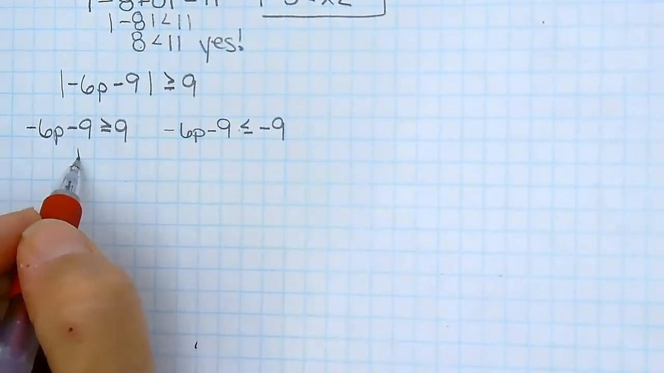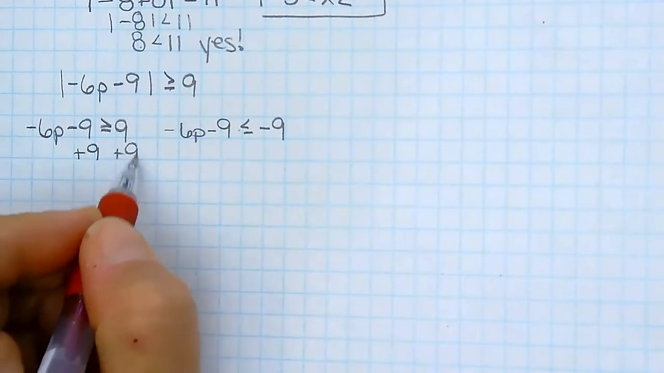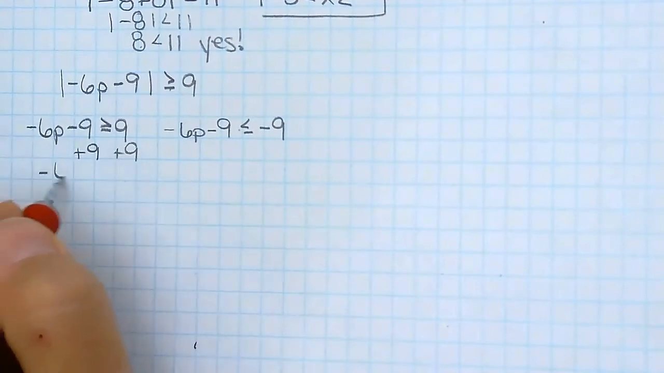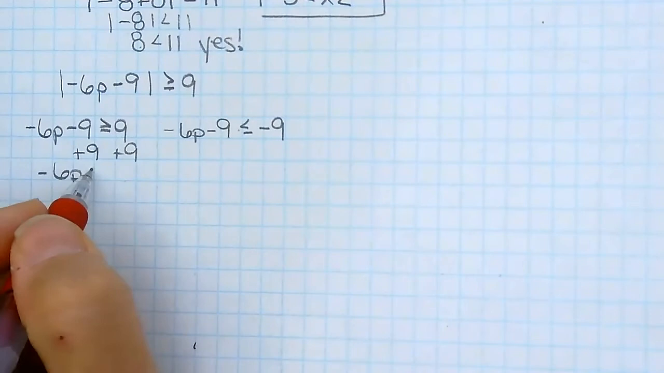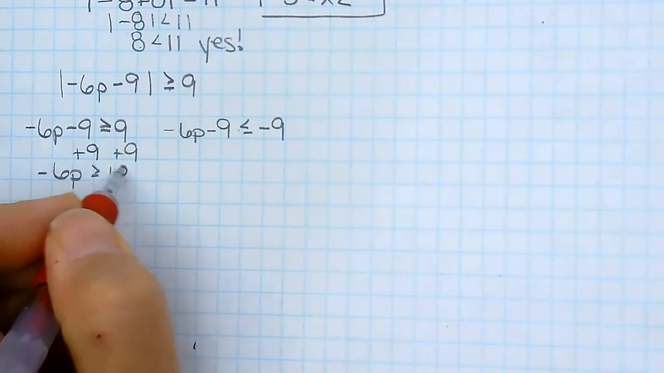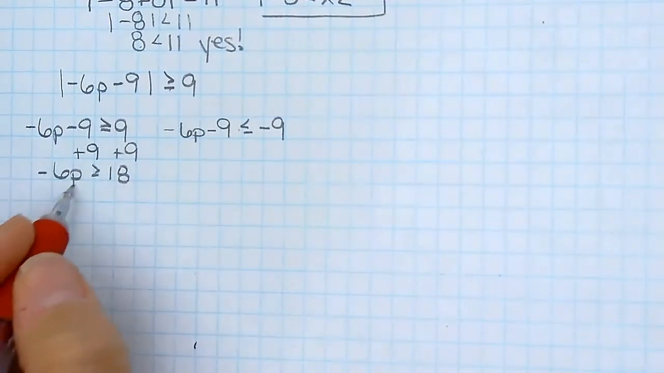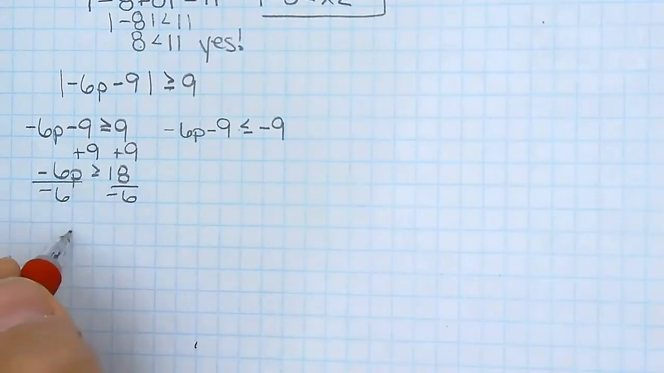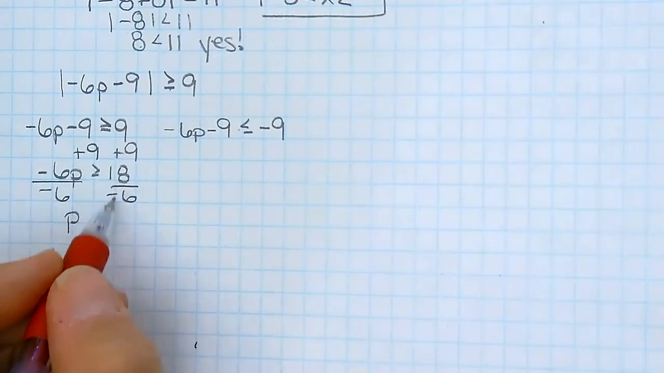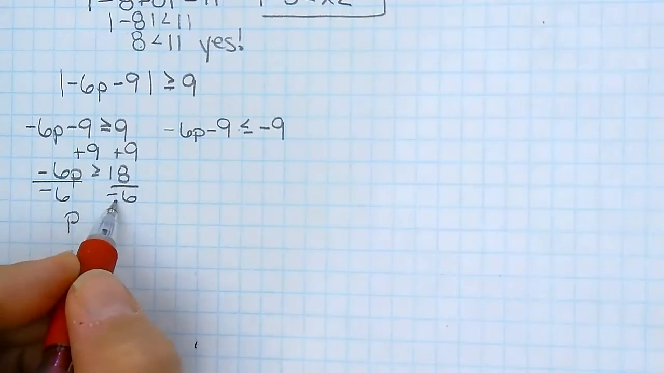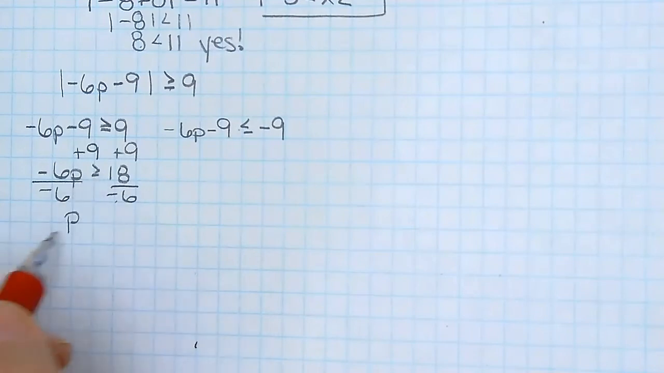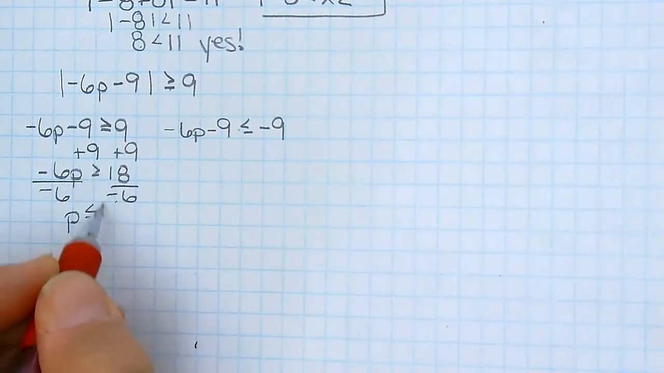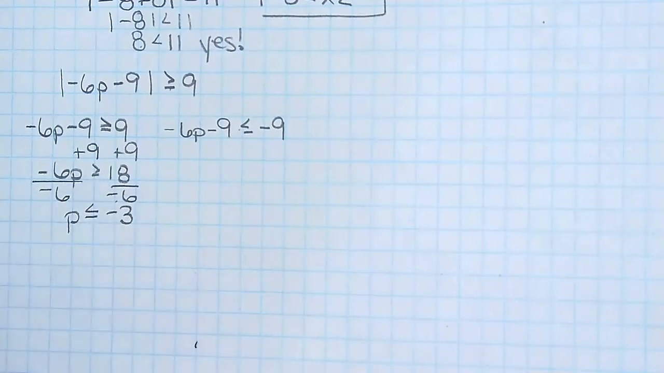Solving each one, I'm going to add 9. -6p has to be greater than or equal to 18. Divide by -6. And p is, now I divided by a negative, so because I divided by a negative, this has to flip around. -3.